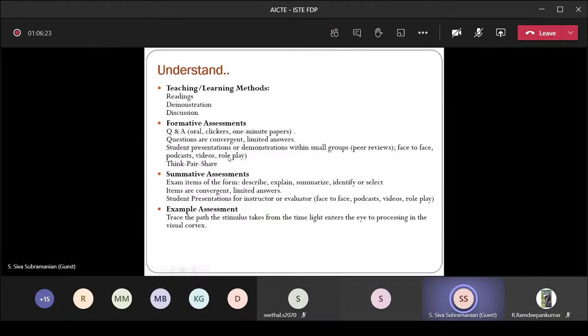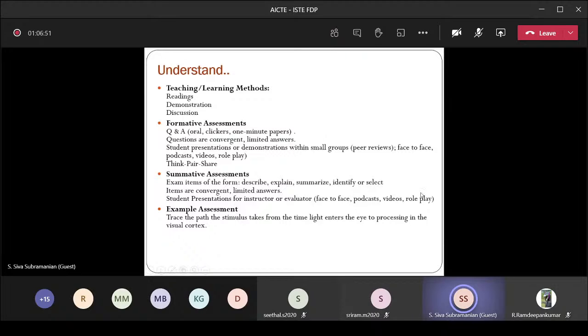Now you will be able to find the difference. For remembering, we had the lecture as one of the teaching learning methods, but here that is missing, right? For making the point understood, you don't have to give them a lecture. Even lecture forms a part of understanding, but that's at the second level. Here again, the formative assessment is QA, and the summative assessment is something like describe, explain, summarize, identify.